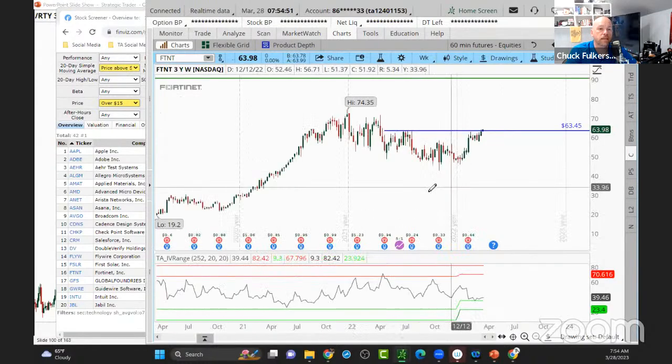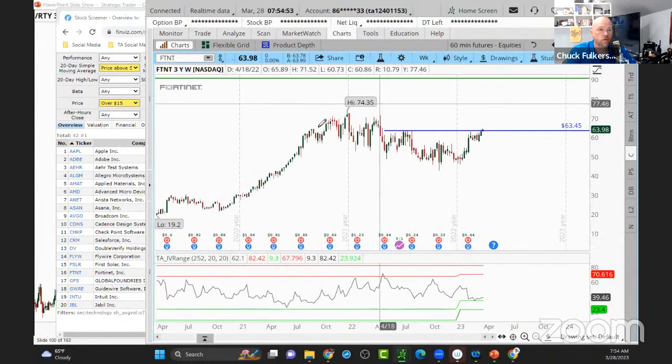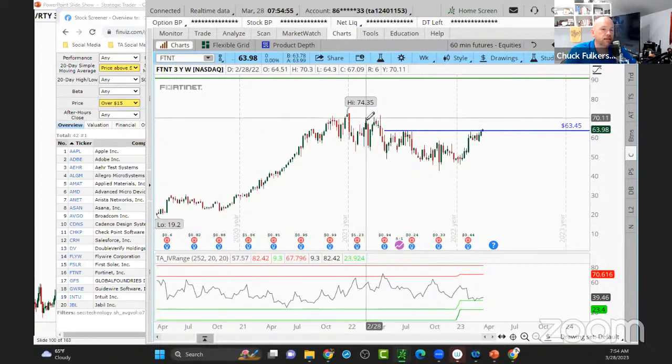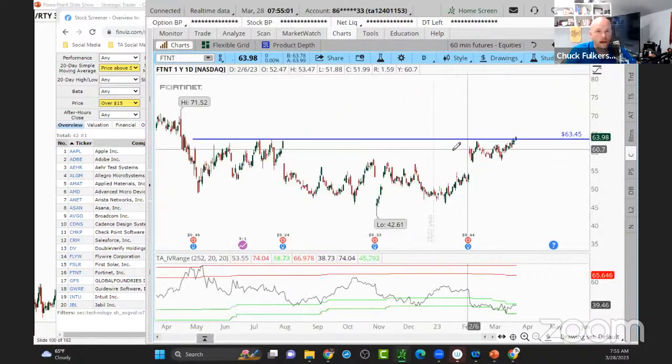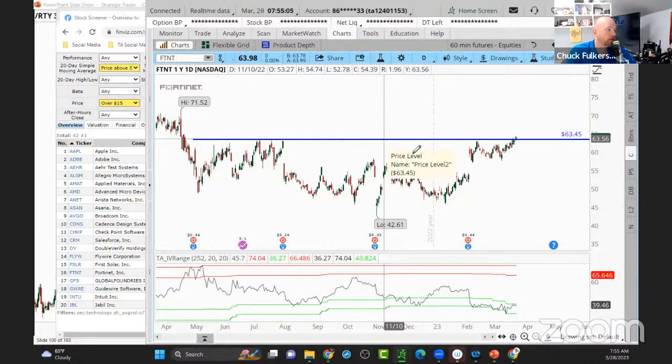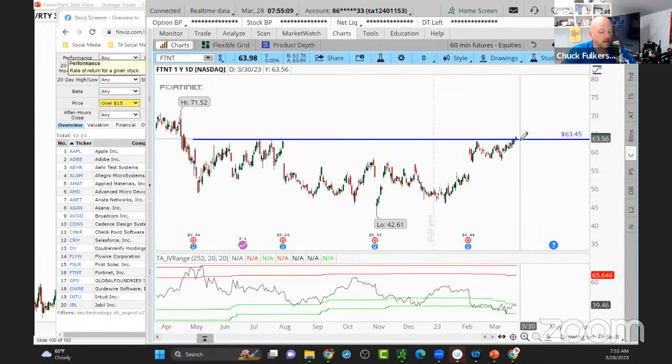Now, as I go to a weekly chart on here, we're sitting right about at the level where we might see some resistance again. And so while I like it, I think there's probably better things out there at this point, right? So I don't know that one would be the best opportunity.